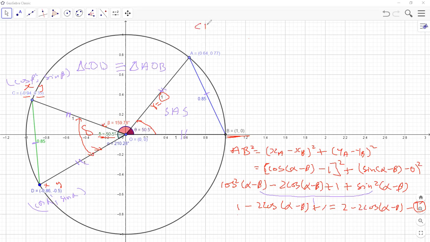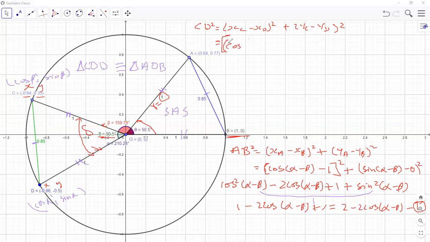So CD squared is, we now know, (xc minus xd) all squared plus (yc minus yd) all squared. And what is x at c? X at c, we can see, will be cos beta. X at d will be cos alpha. I have to square that. Y at c is sine beta, and y at d is sine alpha, and I have to square that.